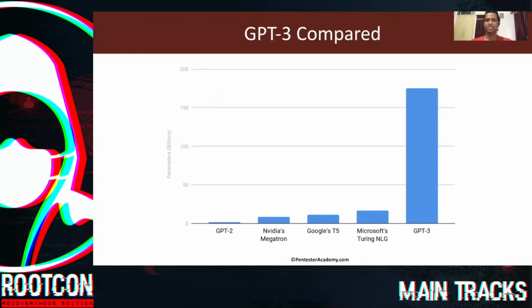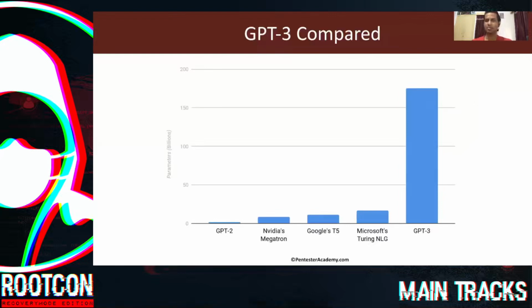Comparison is one of the best ways to realize something's greatness, right? So this is a comparison of GPT-3 and other language models. GPT-2 had 1.3 billion parameters. NVIDIA's Megatron had 8.3 billion parameters. Google's T5 had 11 billion parameters. And Microsoft Turing Energy had 17 billion parameters. Whereas on the other hand, GPT-3 had 175 billion parameters, which was over 10 times an increase of parameters compared to the Microsoft Turing Energy, which was previously known as the most powerful language model.